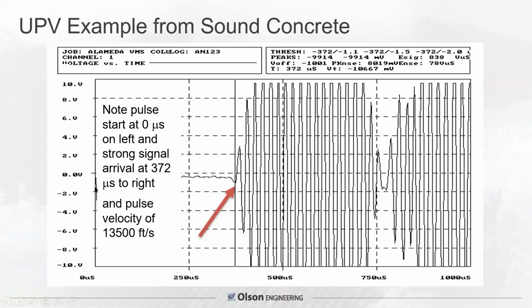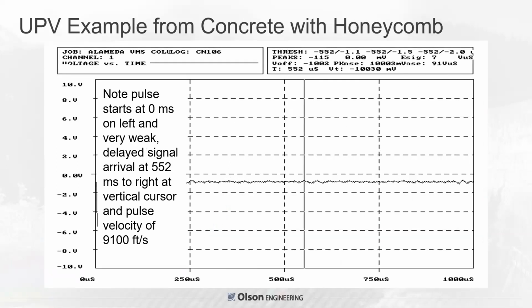This shows a signal. At time 0, you hear a click in the sending source transducer. It's high frequency ultrasound around 50 kilohertz. And you see the arrival time to the receiver, time in voltage, this is time, at 372 microseconds or millionths of a second later. You do the math, that corresponds to a pulse velocity of 13,500 feet per second. Good, strong signal.